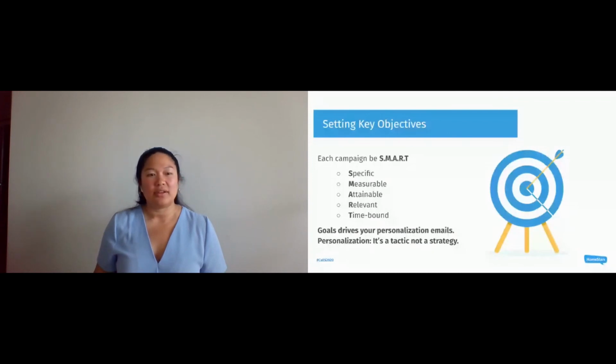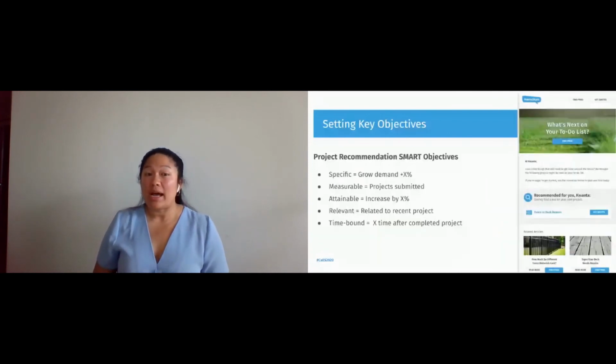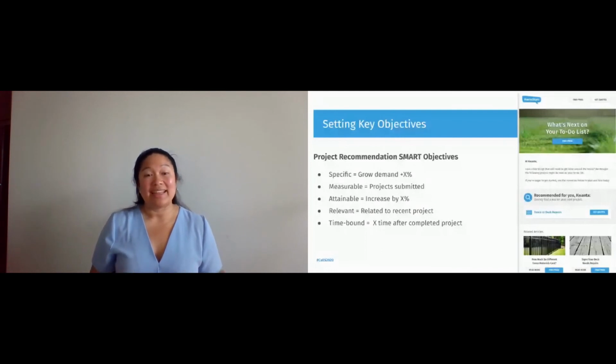Next slide. Here is an example of our SMART objectives for the next project recommendation campaign. As you can see here, we allocated: grow demand by 5% or X%. Specific, measurable: project submitted, attainable: increased by a certain percent, relevant: related to a recent project, and time-bound: X time after completed project. You're probably wondering, how do I come up with these values?